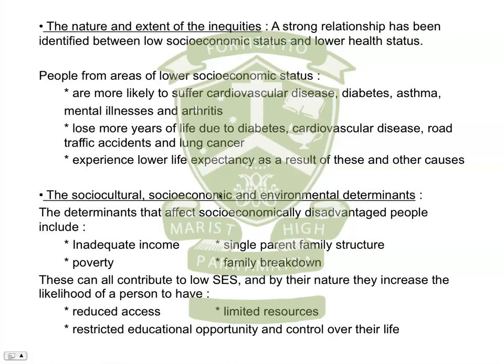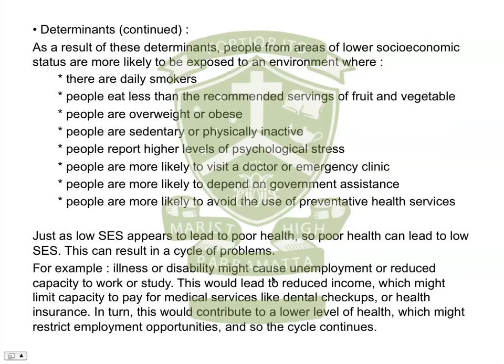So we have a look down here at the determinants, and you can read through those here. But all these things contribute to a lower socioeconomic status, and then that increases the likelihood of someone to have these things. These determinants: reduced access, limited resources, and you can read the rest. Over the page, there's more determinants, and people growing up in an area of lower socioeconomic status are more likely to be exposed to an environment which has these sort of behaviours going on in it.